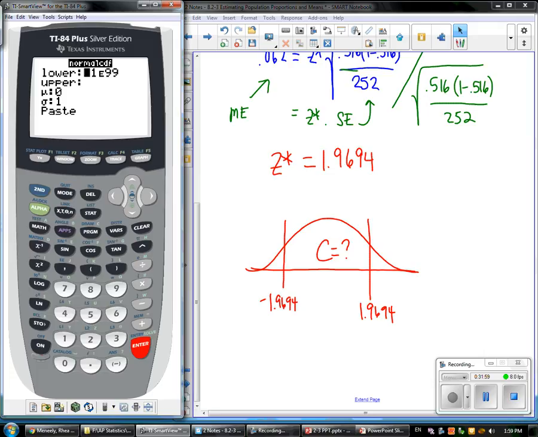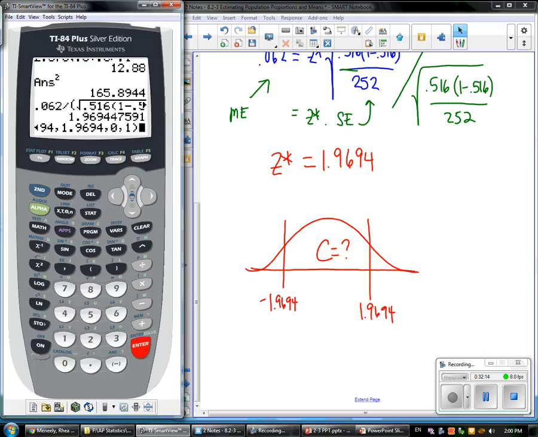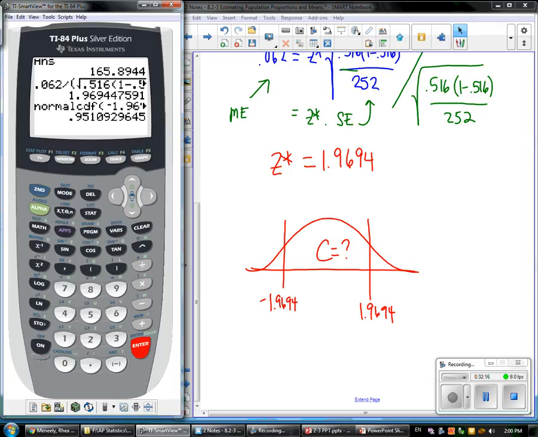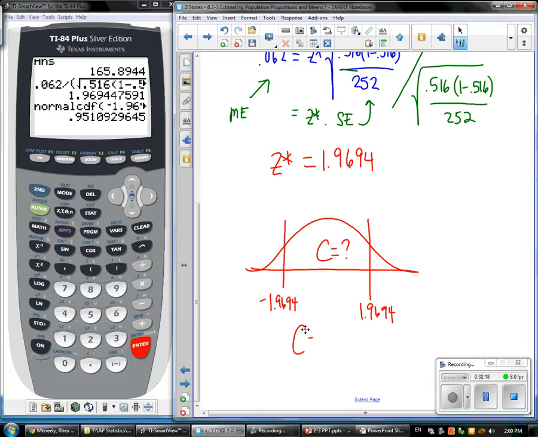My lower bound is going to be negative 1.9694, and the upper bound would be a positive 1.9694. Use 0 and 1 as your mean and standard deviation. And my confidence level is a little bit more than 95%. Okay, so you do need to be able to do the math correctly, and you do need to be able to show me that.